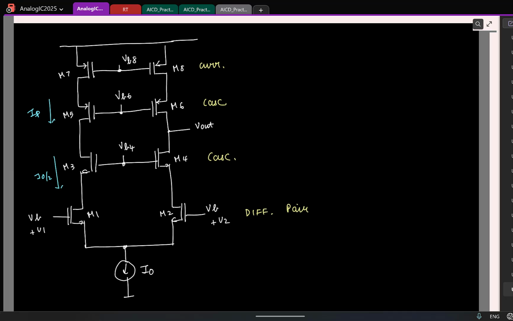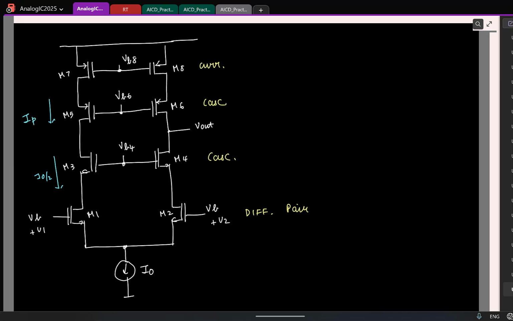Right. So now I want to make sure the PMOS side current is equal to I0 by 2. So which transistor's gate voltage should I be changing? Yeah, M7, M8. This is my current source. So if I have to change the PMOS current and make it equal to I0 by 2, I should basically be tweaking VB8. So we can do the same thing. Let us say this is my PMOS current, this is not I0, this is IP.